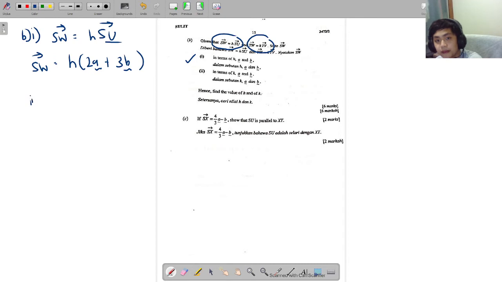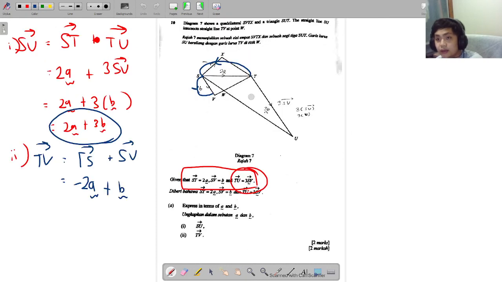Done. So part 2, in terms of k, a, b, so now I can use the other equation they gave. TW equals k TV, right? Now TW is something that I'm not given, but when I look at the equation, TW basically is T to W here. In order to get there, we take TS and SW.